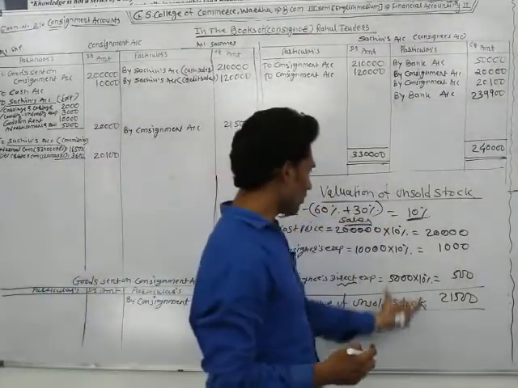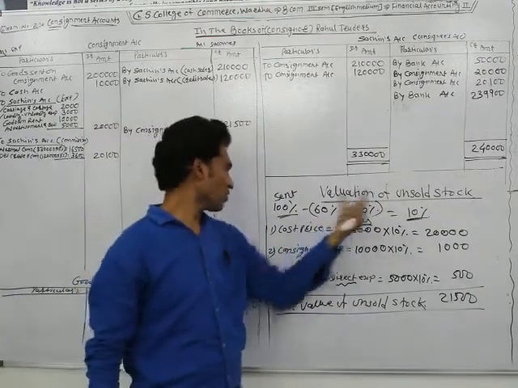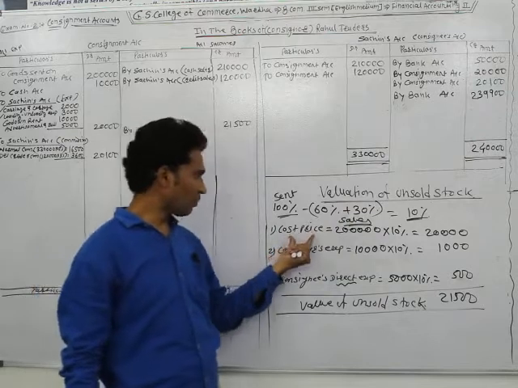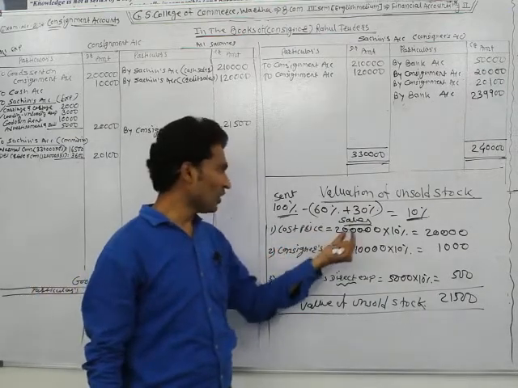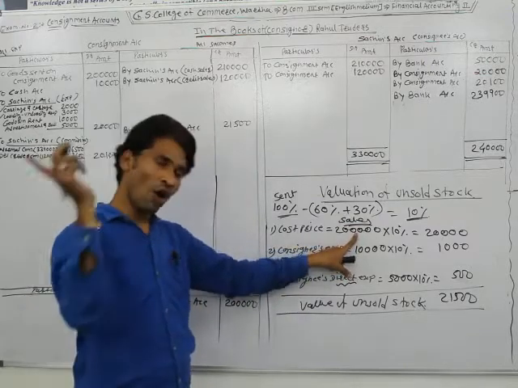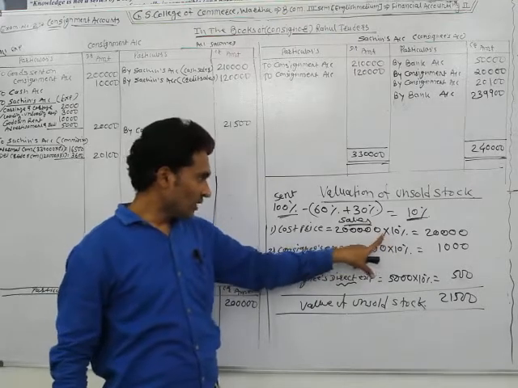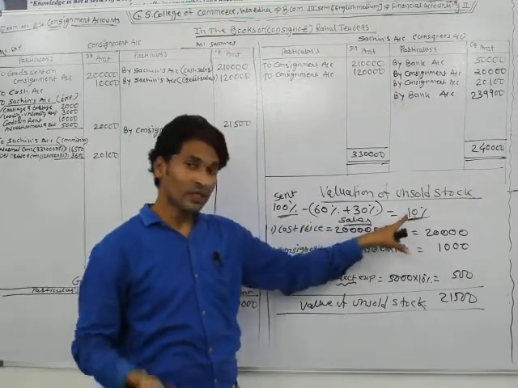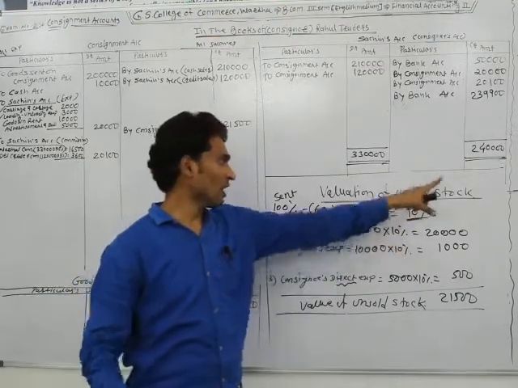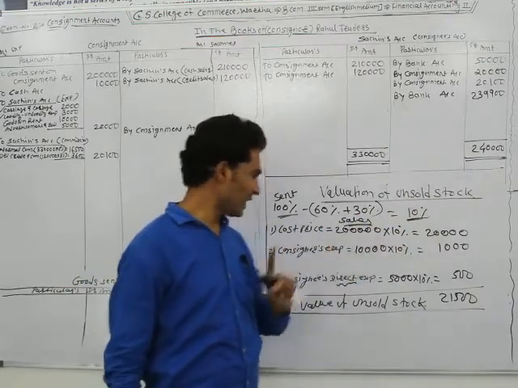This is the valuation of unsold stock. Once again I repeat, when you value the unsold stock, the first point is cost price. The cost price of the goods is rupees 2 lakh, which is the cost of all goods sent by the consignor to the consignee. We just need to find the value of 10% of the goods because 10% is also stock, and 10% of 2 lakh is rupees 20,000.